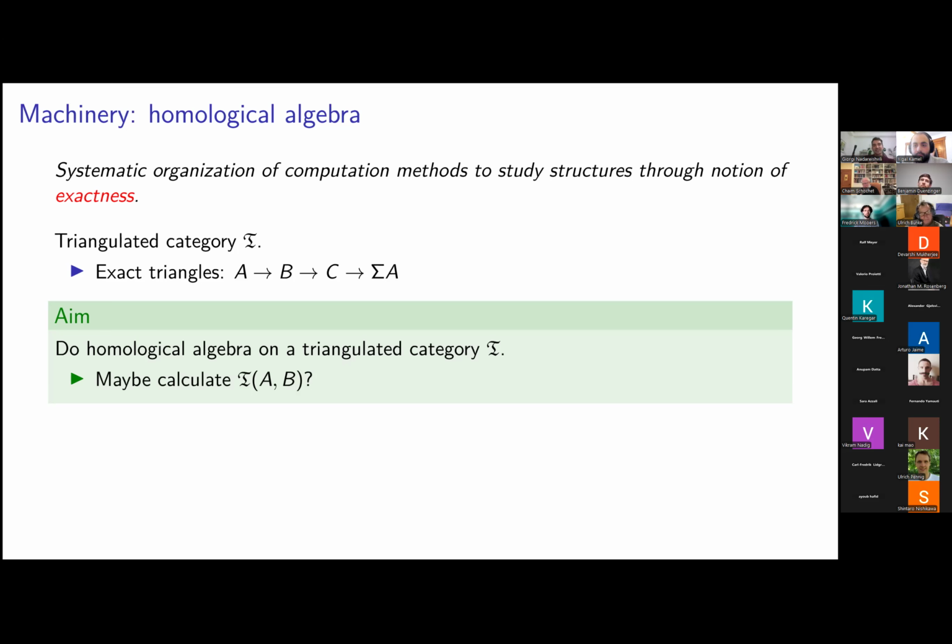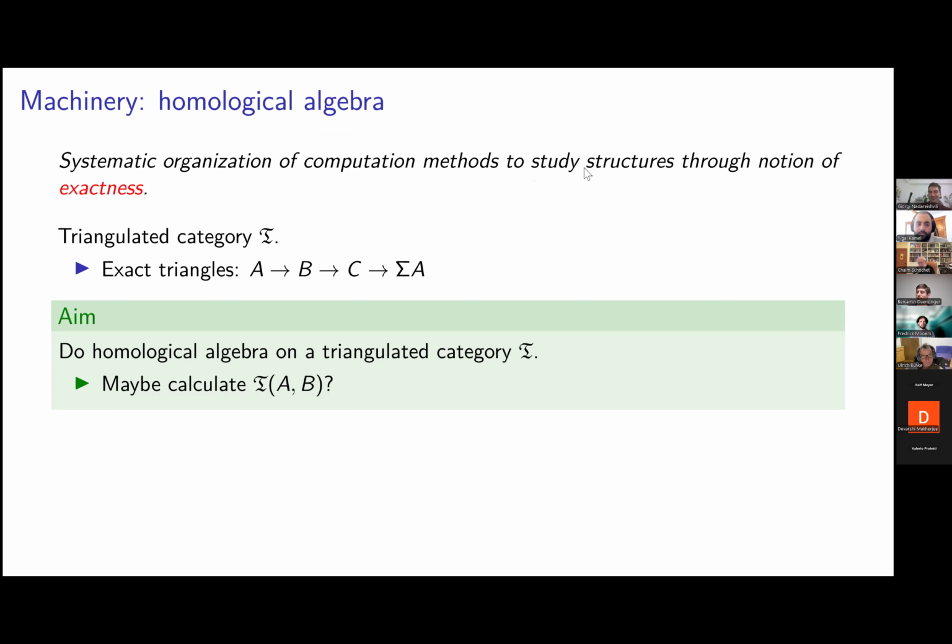But first things first, what is homological algebra? Off the top of my head, I came up with this definition, which maybe many people would agree with, it's so general. I define homological algebra as a systematic organization of computation methods to study structures, very general, but I added through a notion of exactness. So you must have this notion of exactness, and then using that, you study different things. You probably know, using chain complexes, short exact sequences, and so on.